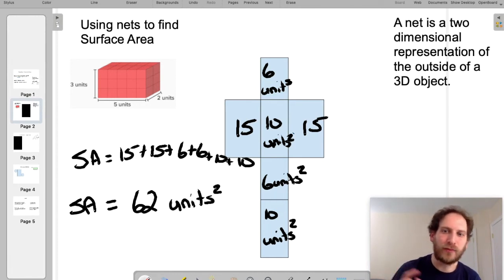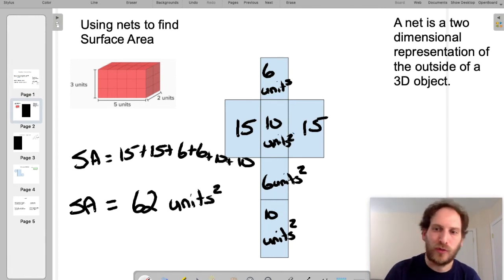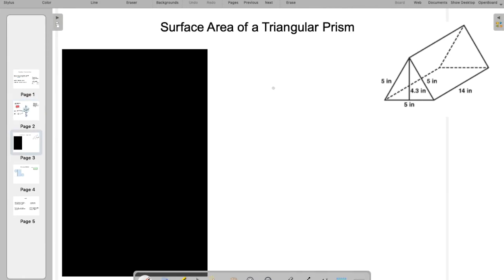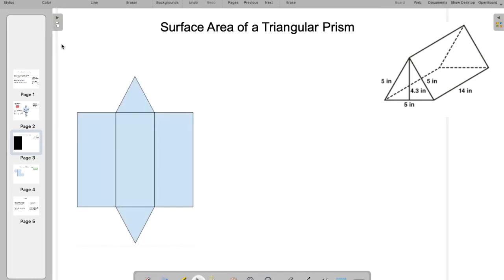units. And for every rectangular prism, you can do this the same way. You draw the net, you figure out the area of each piece of the net, you add up to find the total surface area. Finding the surface area of other prisms is exactly the same process as the rectangular prism. For this triangular prism, we have to create the net.